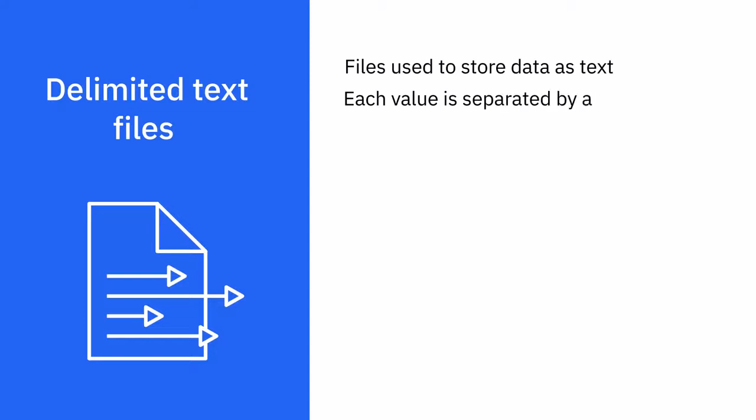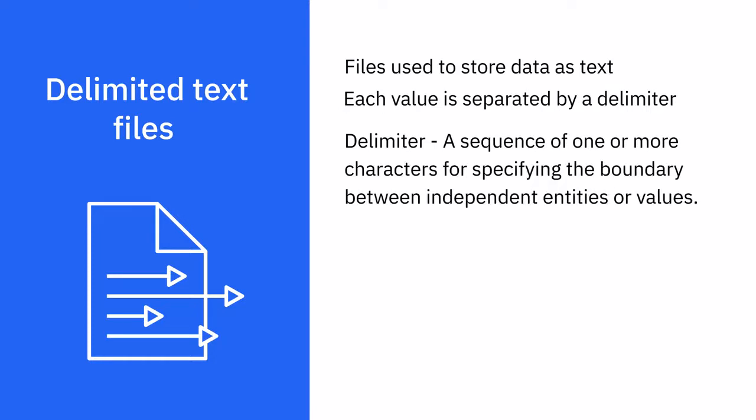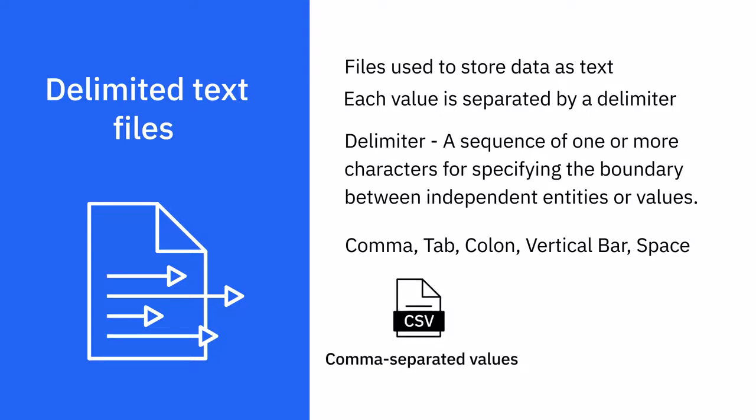Delimited text files are text files used to store data as text in which each line or row has values separated by a delimiter, where a delimiter is a sequence of one or more characters for specifying the boundary between independent entities or values. Any character can be used to separate the values, but most common delimiters are the comma, tab, colon, vertical bar, and space.